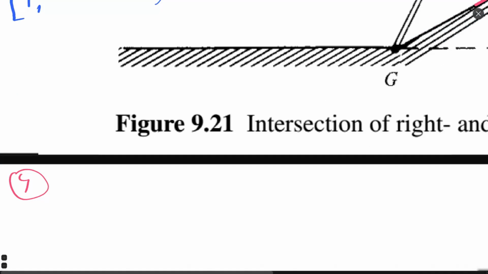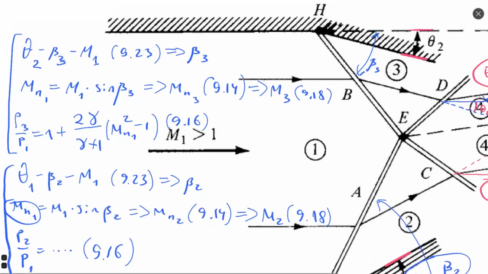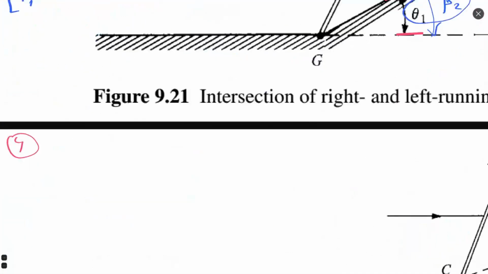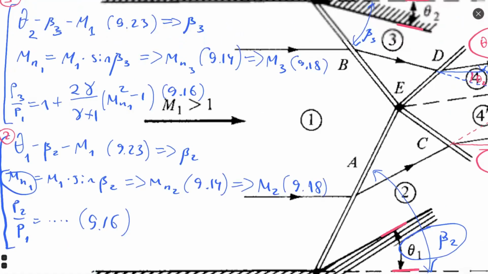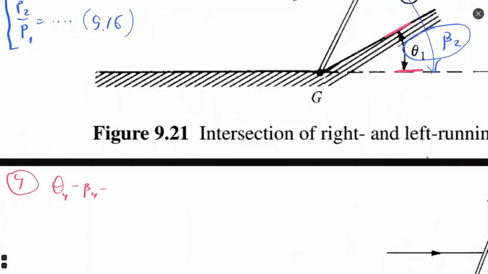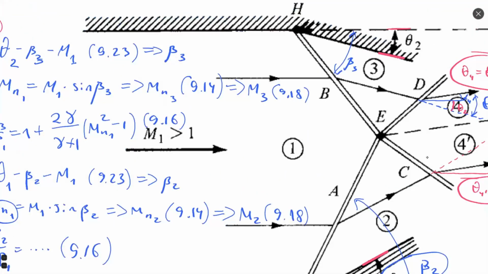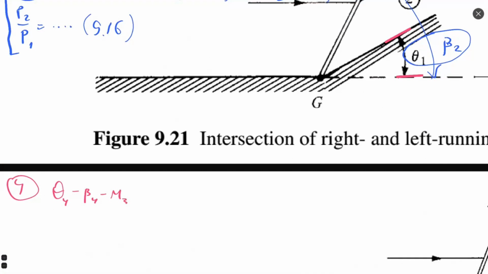So let's write what happens inside region 4, on the upper region of this flow. Inside region 4, I will use the same procedure as I wrote for region 1, region 3 and region 2. This is region 3, and this was for region 2. So we use the theta beta M relation. In such case, we use theta 4, beta, let's call it also 4, and the Mach number is coming from region 3. So it's M3.